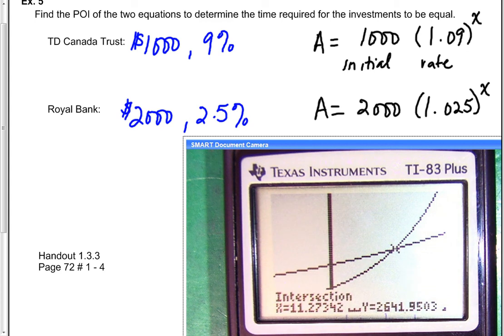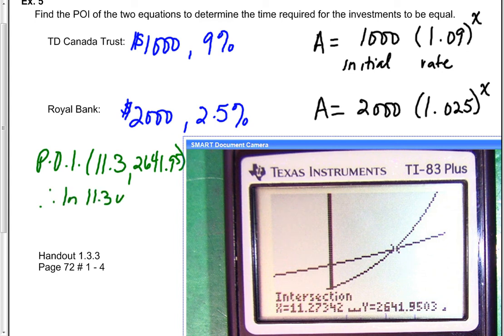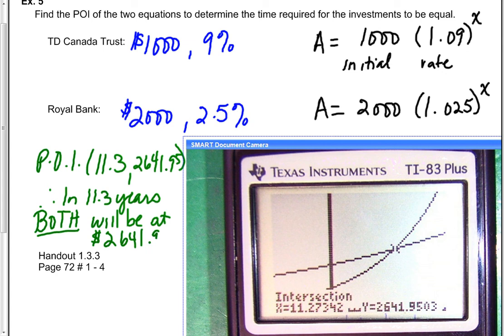Point of intersection is about 11.3 at 2641.95. So in 11.3 years, both investments will be at $2,641.95.